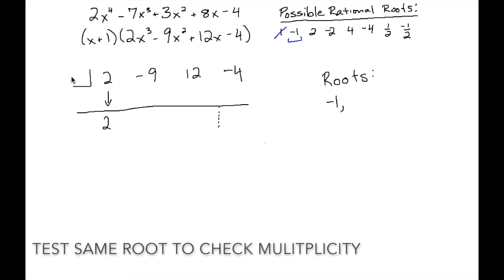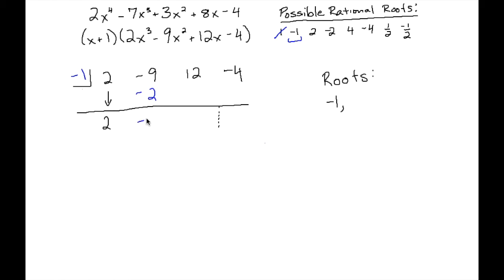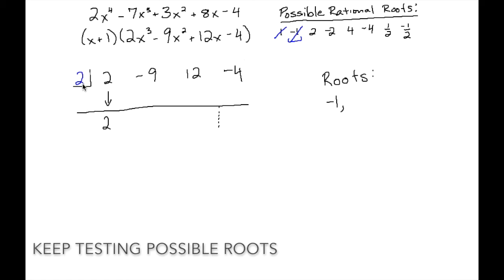So we know -1 is a root, so we'll use the new lower degree equation in the synthetic division to test -1 again. You always want to keep testing something that you find to be a root to find out if it has multiplicity greater than 1. In this case, the result is not 0, so -1 is no longer a possible root.